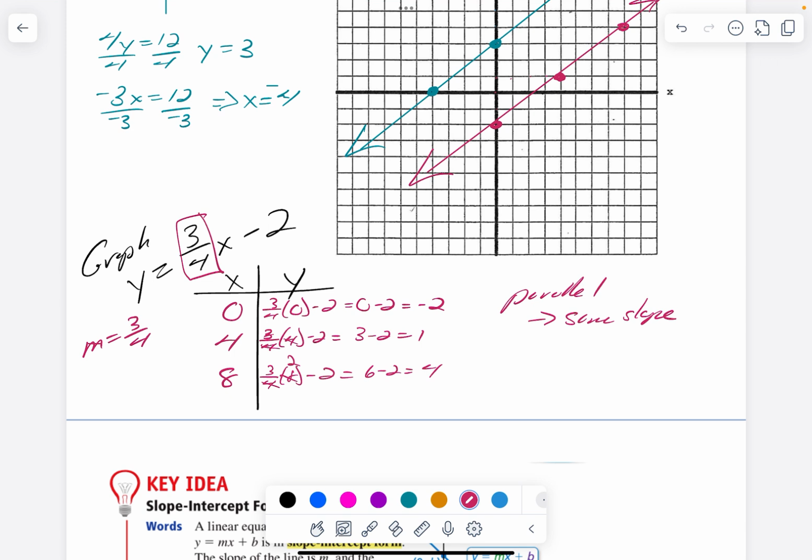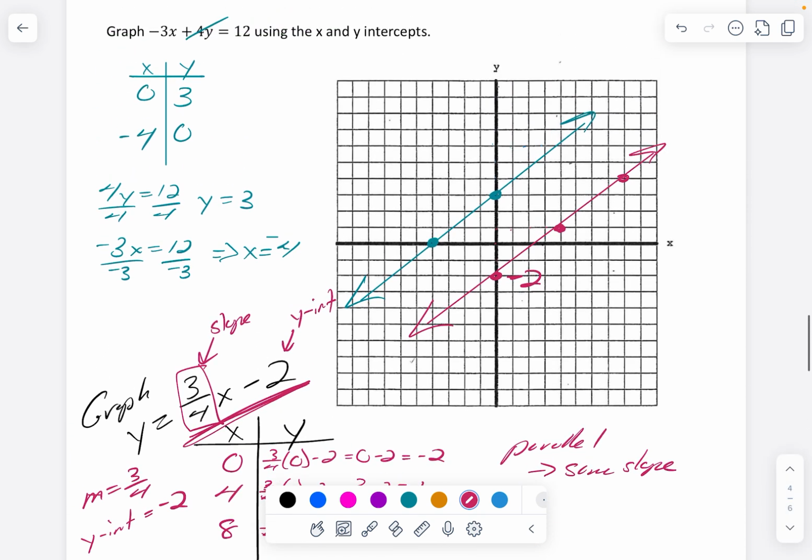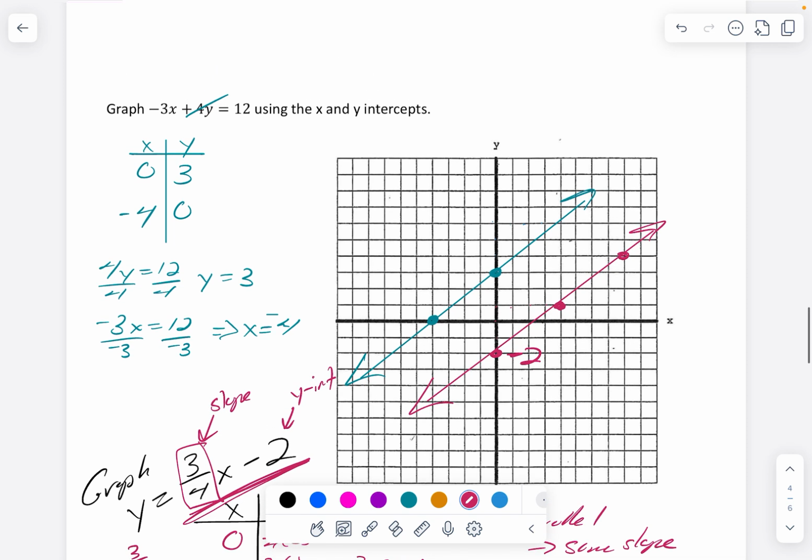Oh, I see that in my equation, don't I? Negative 2, hey, here's negative 2. Remember what we call that? That's what we call our y-intercept. So notice on my equation here, this is my slope, and this is my y-intercept. Interesting. Let's go back up here.